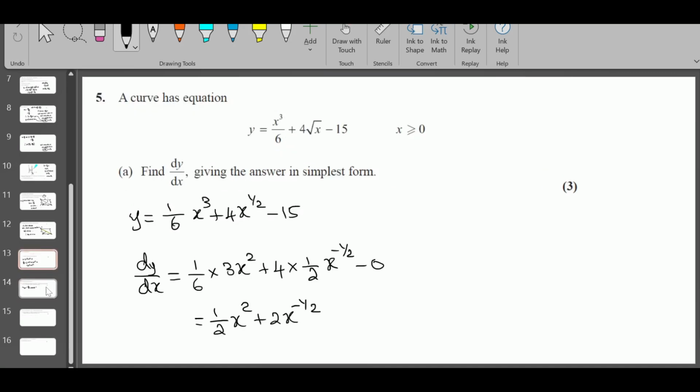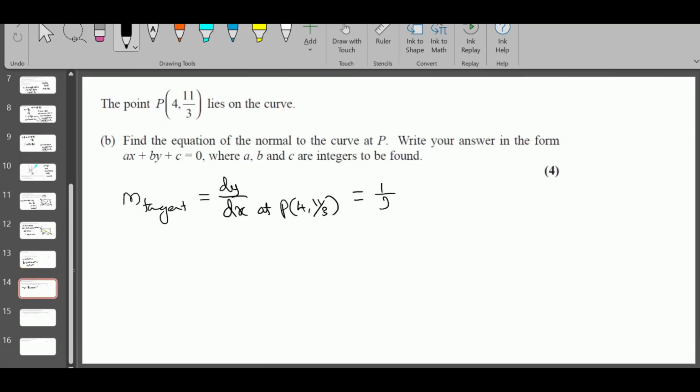dy by dx is half x square plus 2x power minus half. Replace x by the x coordinate of the point. This is basically 16 over 2 is 8, plus 4 power minus half is 1 over 2, so you will get 9. So we need the slope of the normal, which is a perpendicular line, so take the negative reciprocal of the slope.